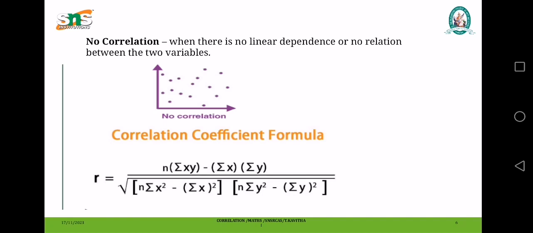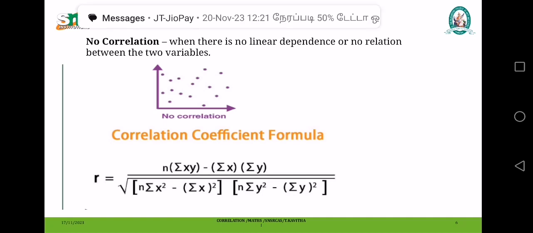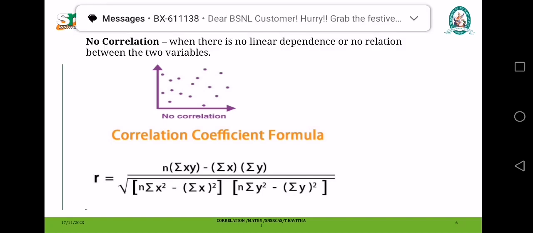Now we use the correlation coefficient formula called Pearson coefficient of correlation, r is n into summation of xy minus summation of x into summation of y, divided by root of n summation of x square minus summation of x the whole square, into root of n into summation of y square minus summation of y the whole square. First we make the table for this data.